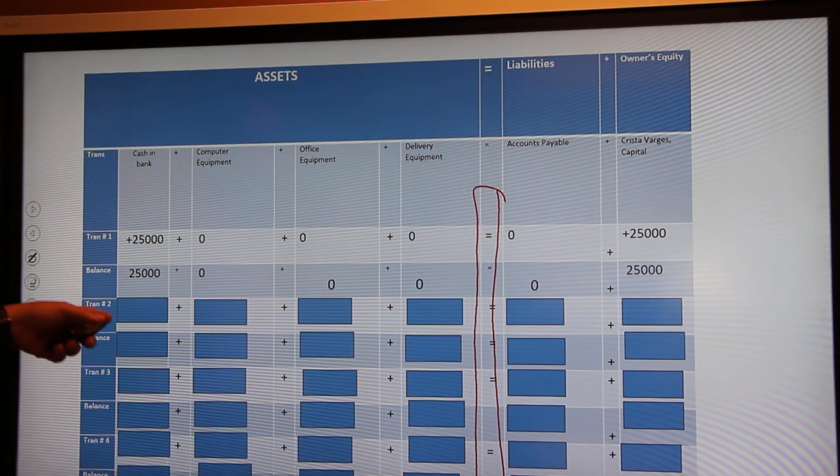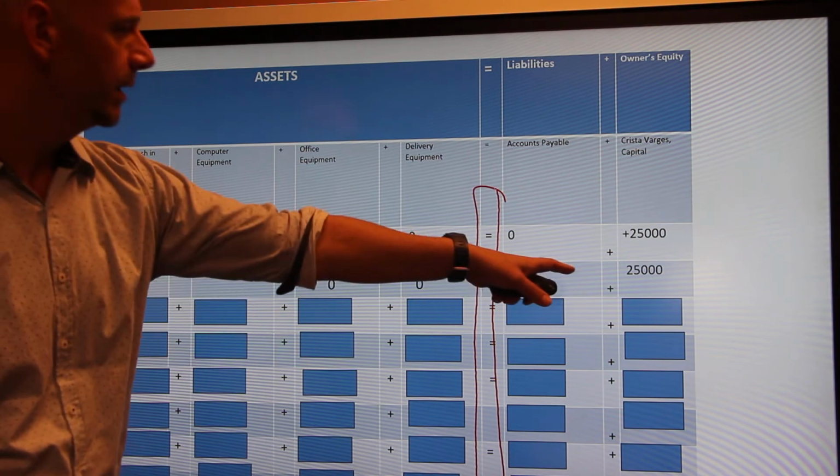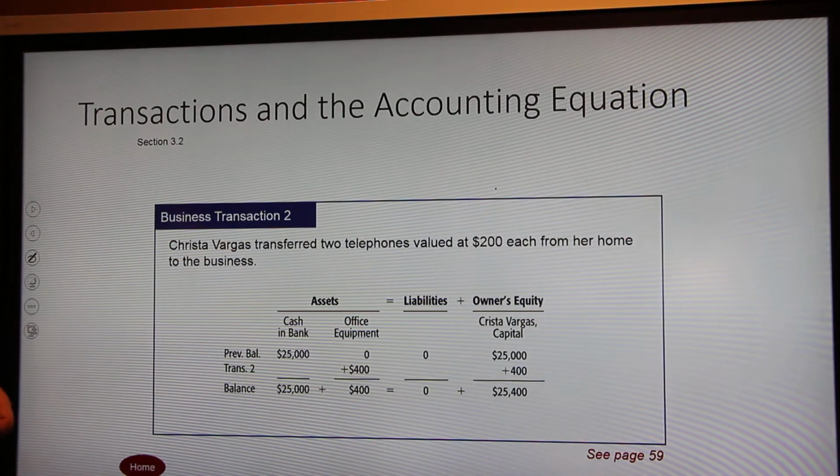So on both sides of the equation, we're in balance. 25,000 on this side, 25,000 on that side. Let's go to the next transaction.